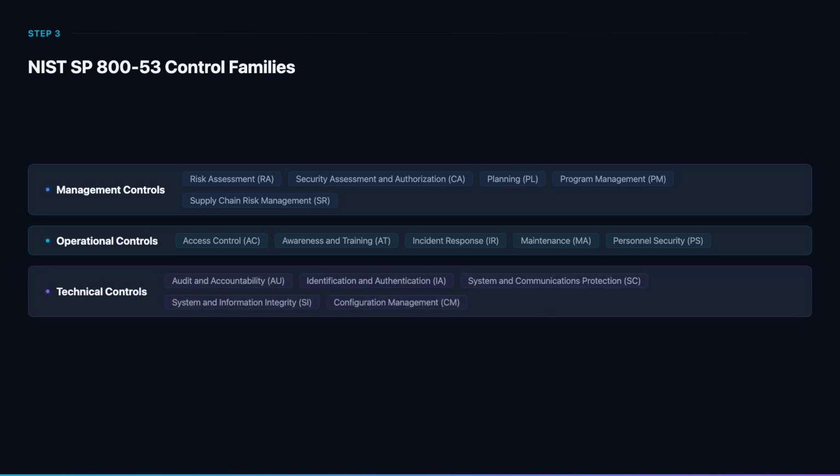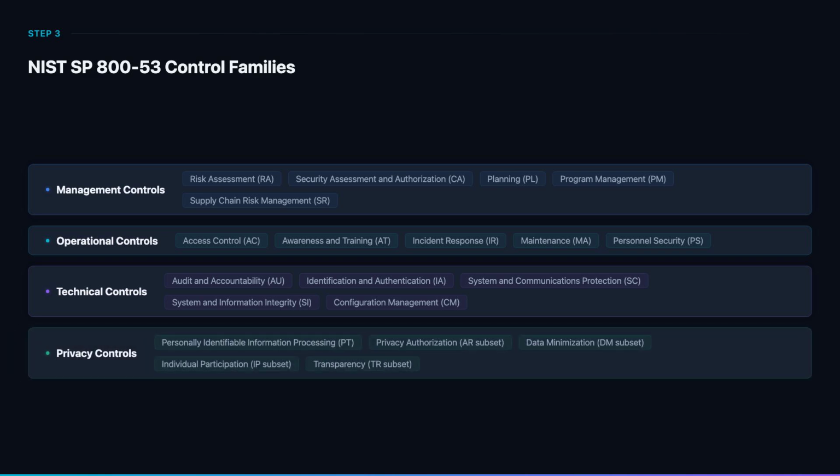Technical controls are implemented through technology. Audit and accountability covers logging and monitoring. Identification and authentication manages user identity verification. System and communications protection addresses encryption, boundary defense, and secure communications. System and information integrity covers vulnerability management, malware protection, and integrity verification. And configuration management ensures consistent system settings.